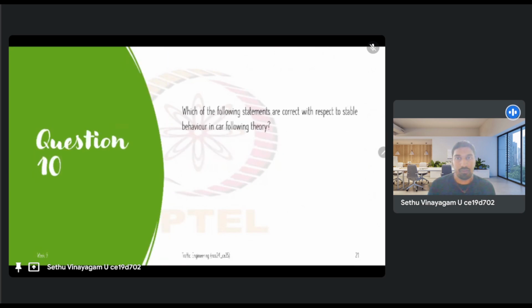Question number 10 is, which of the following statements are correct with respect to stable behavior in the car following theory? Option A is over response. Option B is high reaction times. Option C is low sensitivity, and option D is attentive time. Okay, so here a stable behavior means the C value has to be lower. What is the C value? It is the product of your sensitivity and the reaction time. If this has to be lower, these two have to be lower. So low sensitivity and low reaction times will give you a stable car following behavior.